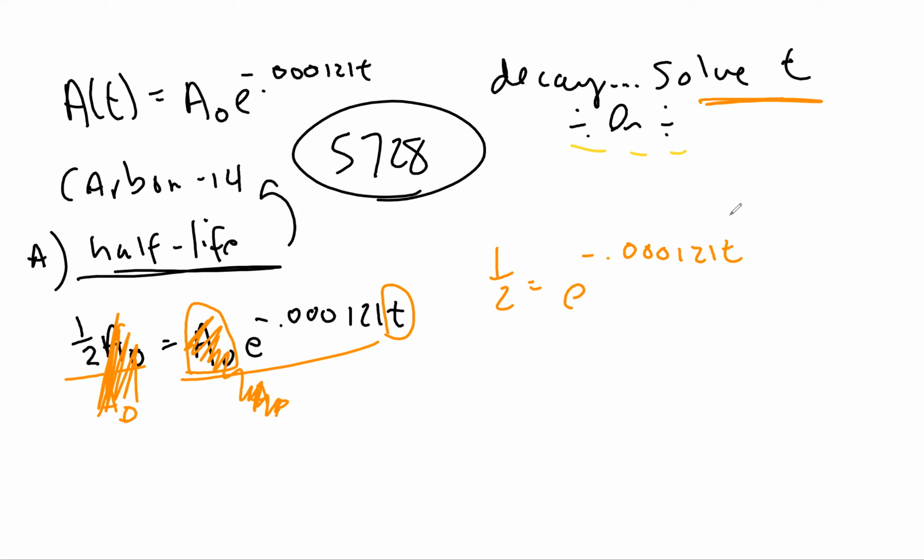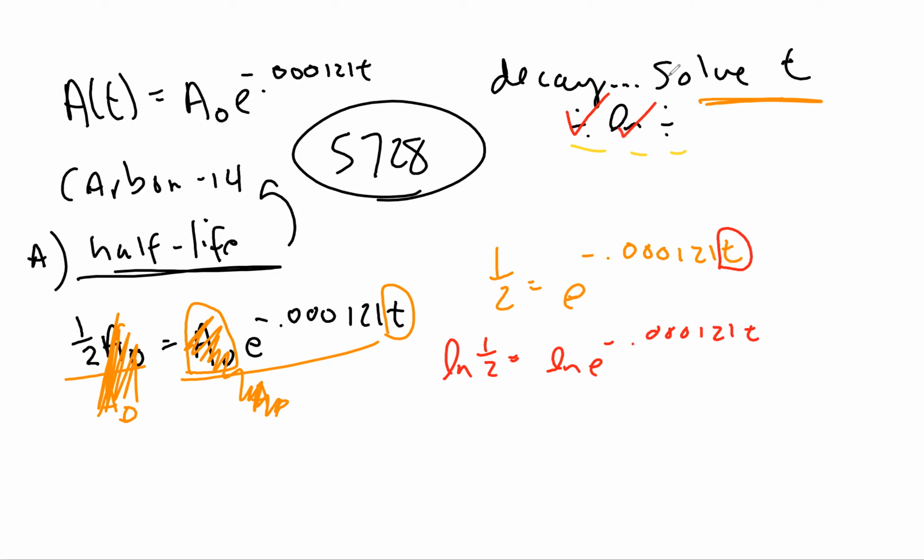0.000121 t. Okay, this problem looks a little bit better because it's nowhere near as big. Since the t value is still up in the exponent area, what am I going to have to do next? I divided, check. What am I going to have to do in order to bring that down? Take the ln. So I'll take the ln of both sides. I have the ln of 1/2 equals the ln of e to the negative 0.000121 t. Okay, good. I did the ln, check.